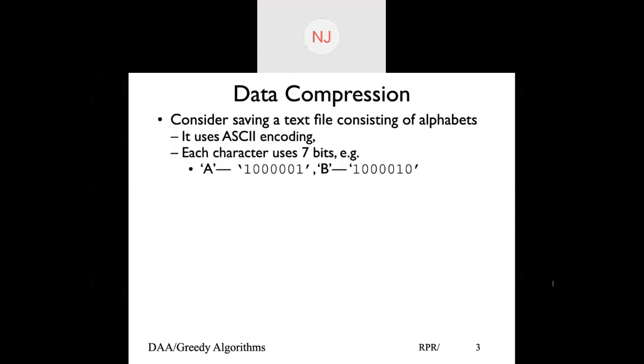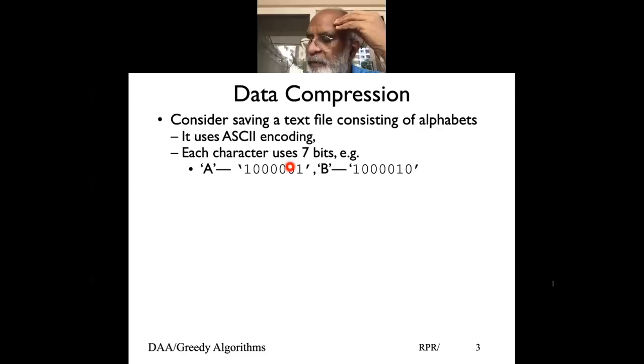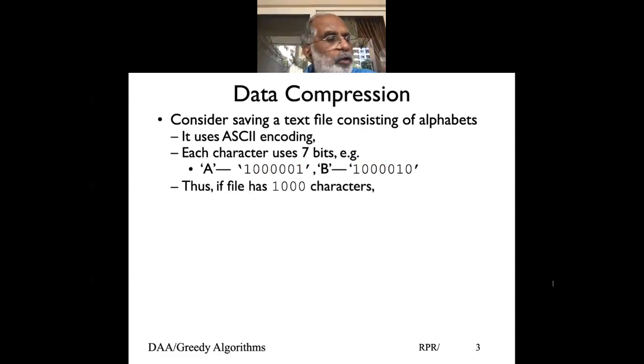If you look at letter A, it is 7 bits, 4, 1. Letter B is 4, 2, and each letter uses 7 bits. And that means if my file has a total of 1000 characters, I would end up using 7000 bits of storage. If you imagine we have a larger file of data, we know that in any text, all 26 alphabets do not come in the same frequency.